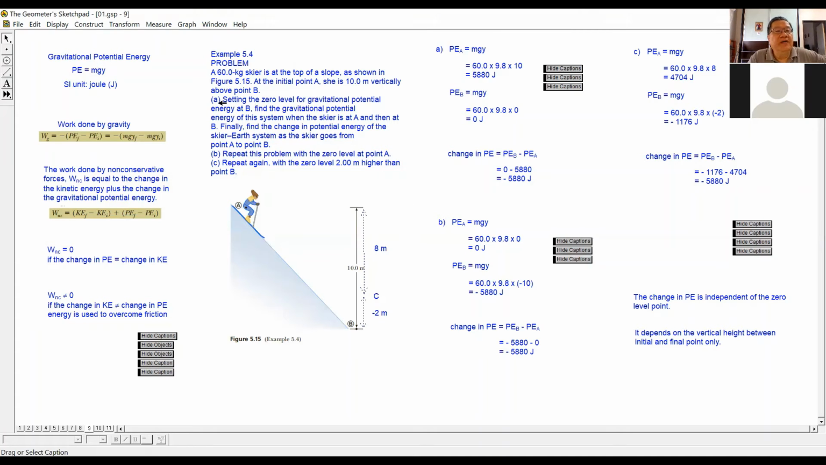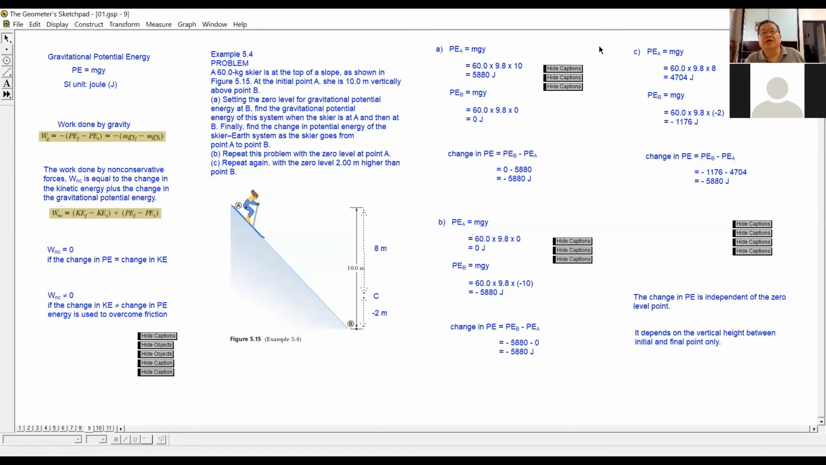Okay, right. Question A. Setting the zero level for gravitational potential energy at B, so that means now we say this is zero. Find the gravitational potential energy of this system when the skier is at A. Finally, find the change in potential energy of the skier-Earth system as it goes from A to B.